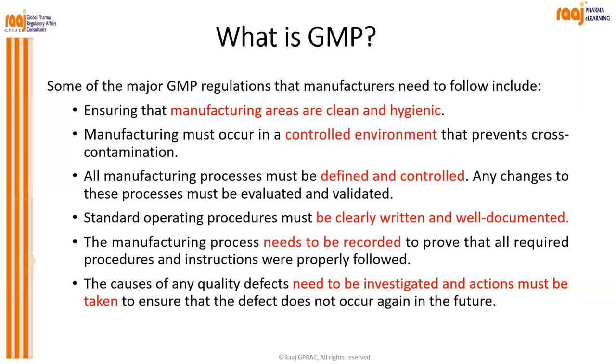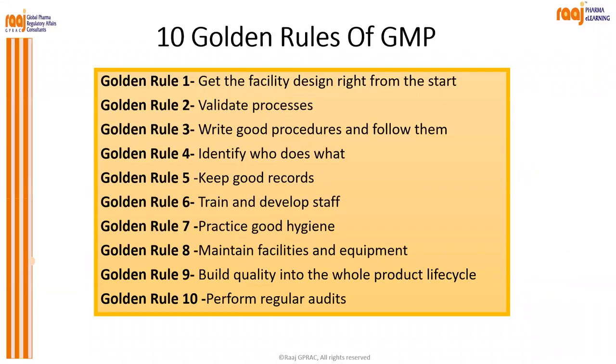The causes of any quality defect need to be investigated, and action must be taken to ensure that defects do not occur again in the future. That is what CAPA is, right? You have to investigate and plan in such a way that the same thing will not happen again. So corrective and preventive action has to be taken. These are the 10 golden rules. You can Google and find the 10 golden rules about GMP. You can just read those 10 golden rules and we will move forward.